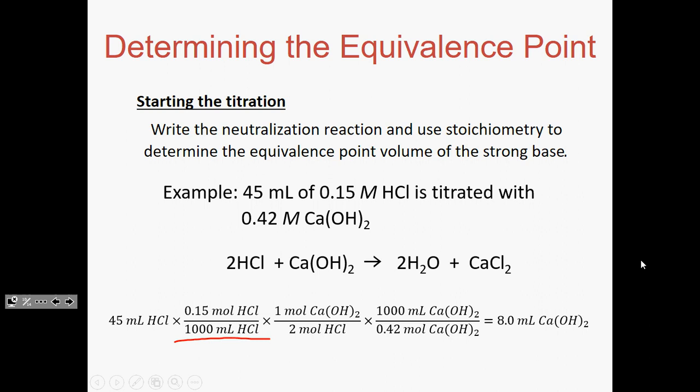So what this tells me is I have to add 8 milliliters of my calcium hydroxide to reach my equivalence point, the point at which they've perfectly neutralized each other and my pH is 7. Anything less than 8 milliliters and I'm before the equivalence point. Anything after and I'm after the equivalence point. So up front, it's nice to know this.